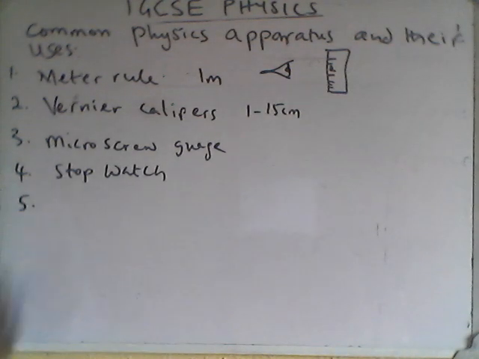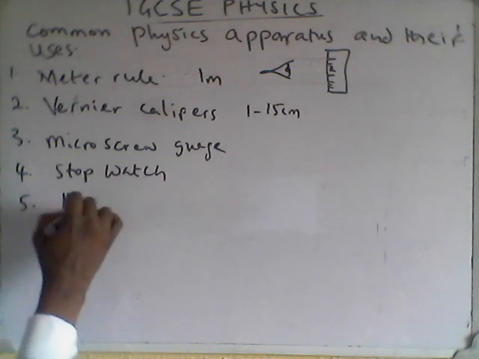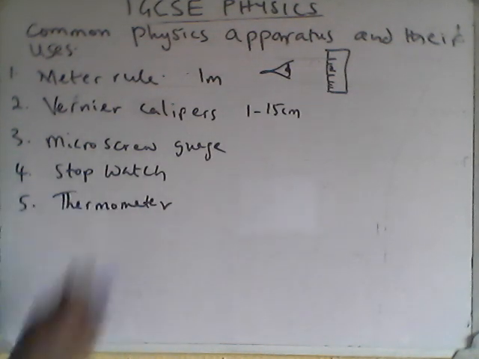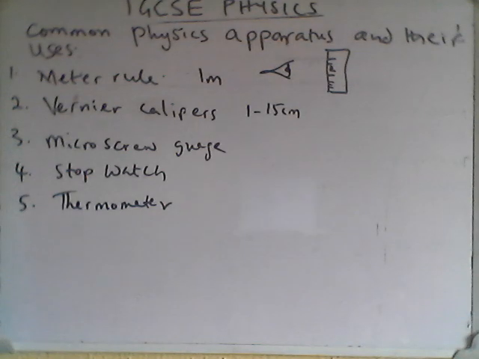Then number 5 instrument is the thermometer. This is for measuring temperature, and the key safety and usage tip is to hold it vertically. When you're using the thermometer, hold it vertically, and avoid rapid temperature changes. Just use it in a scenario where temperature change is gradual.